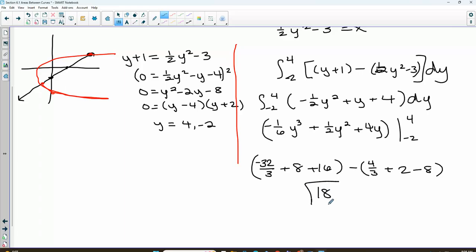Okay, 18. So if you're doing it in terms of x, your limits have to be x values. You have to do top minus the bottom, everything in terms of x. If you're doing it in y's, your limits have to be your y values, and you do the right curve minus the left curve.